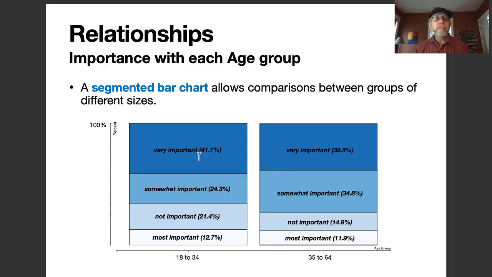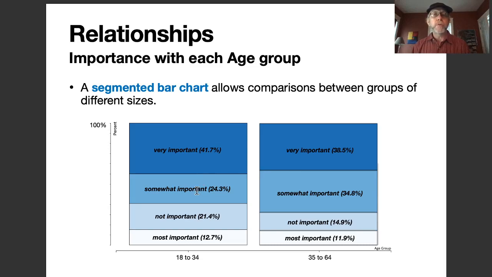Among those who responded it was very important, the percentages are roughly the same between the two groups. About 42% in the younger groups thought it was very important. About 39% in the older groups thought it was very important. But you see some differences among the other categories. A larger percentage of the older workers ranked it as somewhat important to have a successful career than did the younger workers.